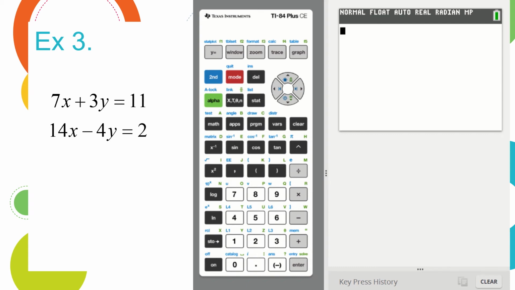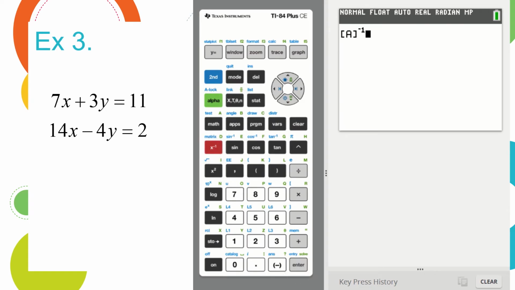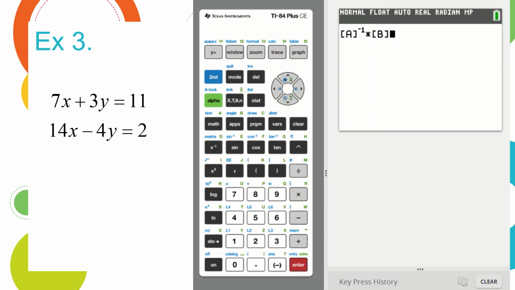I'm going to show you a shorter way with not storing, okay? We're not going to store this one right away. So I need the inverse of my coefficient matrix. So second matrix, I want that 2 by 2. I want the inverse of the 2 by 2. But I'm not going to press enter this time, right? Because all I need to do is take the inverse times the constant. Second matrix, I care about matrix B. See what I did there? The inverse of A times B. If I press enter, there we go.